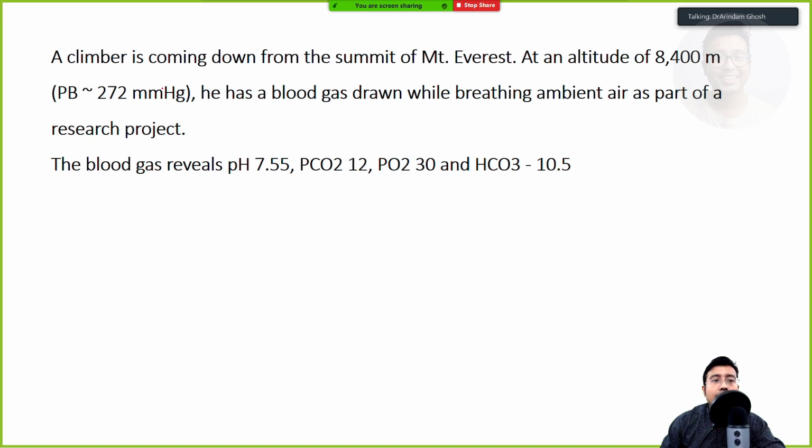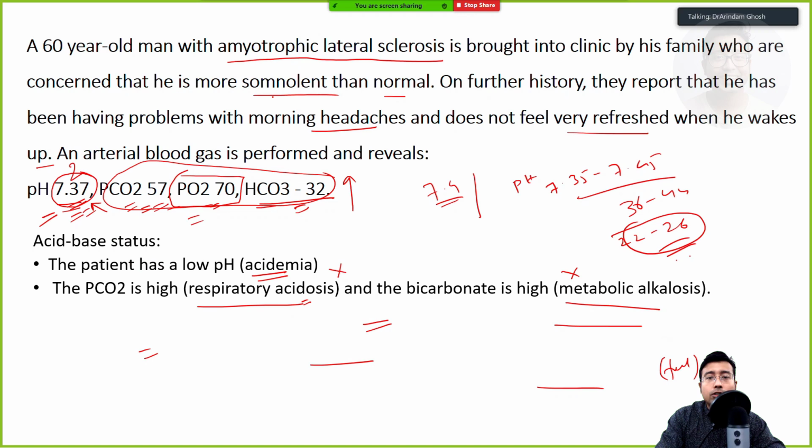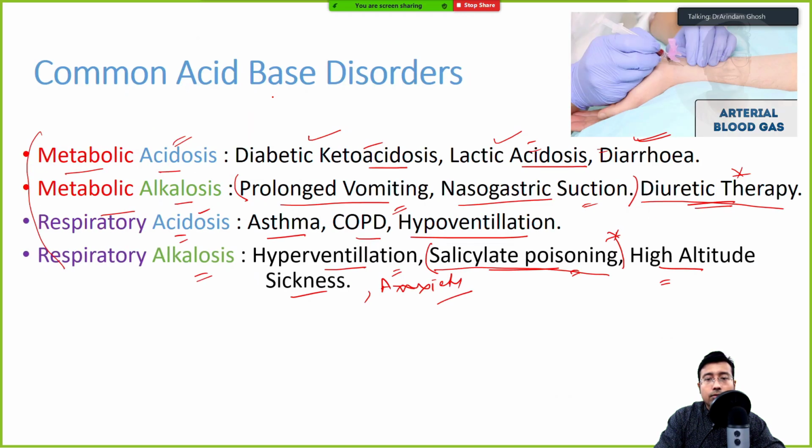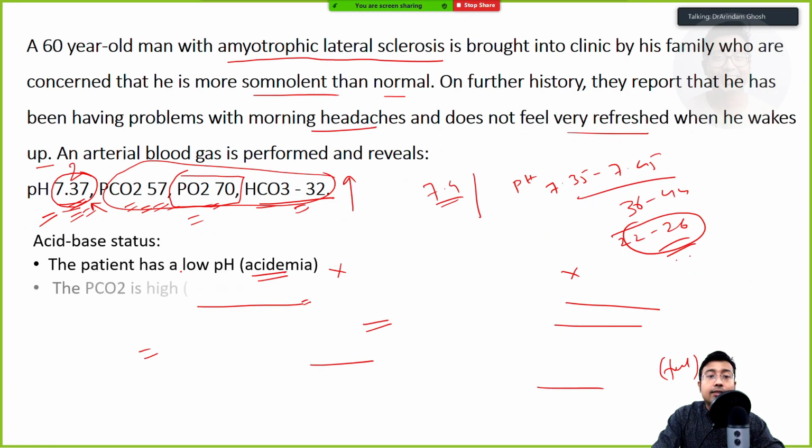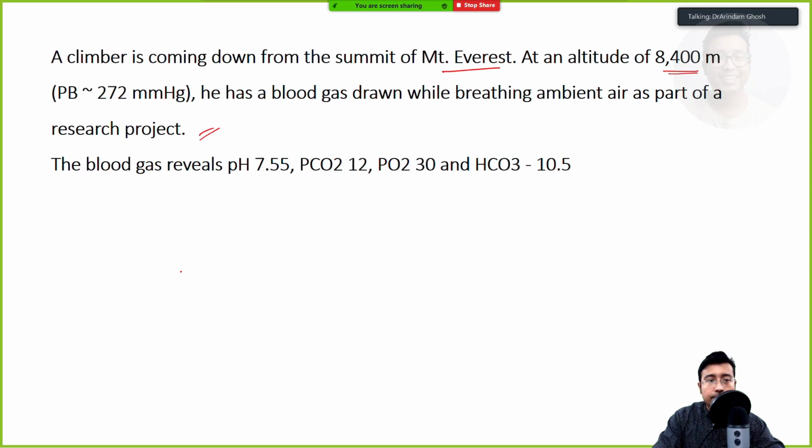See, a climber is climbing down from summit of Mount Everest. Okay, an altitude of 8400 meter, ABG was done. Okay, so our first clue is high altitude. What happens in high altitude? Let us see. High altitude sickness. Okay, so your first clue even before looking is respiratory alkalosis. So now let us look, is this a case of respiratory alkalosis? Okay, so pH reveals 7.55, so definitely it is alkalosis. Okay, PCO2 12, PO2 30, and bicarbonate 10.5.